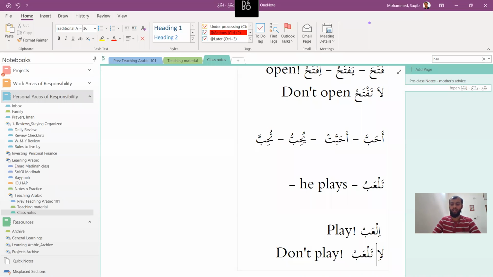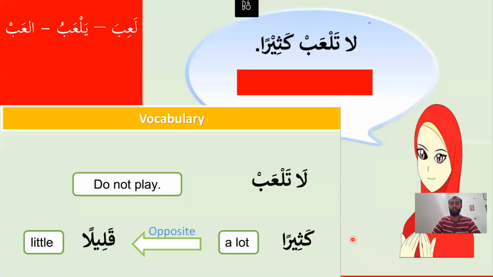All you need to do for negative command is you add a la, you take the talabu, you replace the ending dhamma with a sukun. So la talab, kathiran. Kathiran is like daiman. Daiman means always, kathiran means a lot. It's the next level to daiman. Daiman means all the time. Don't play all the time. But if you study a little, it's okay. That would be la talab daiman.